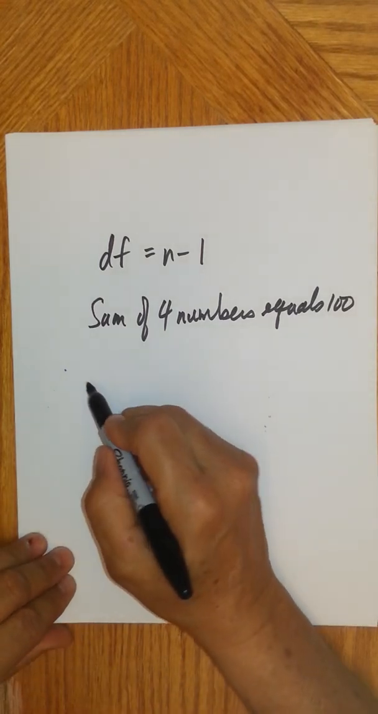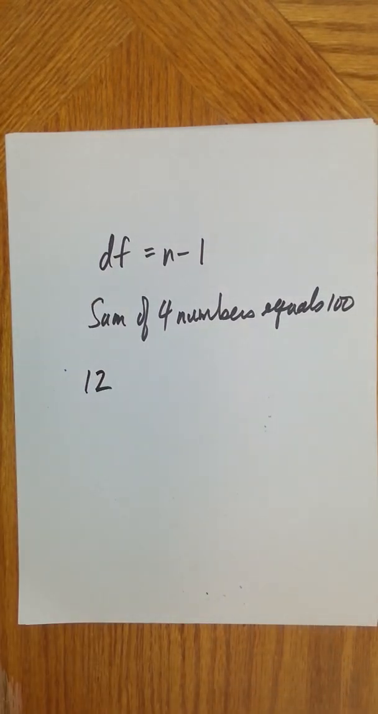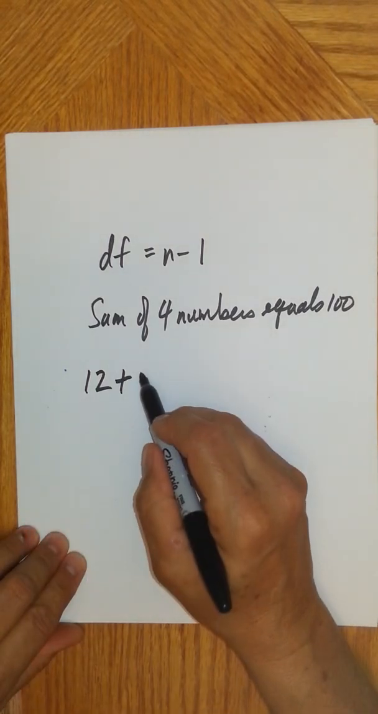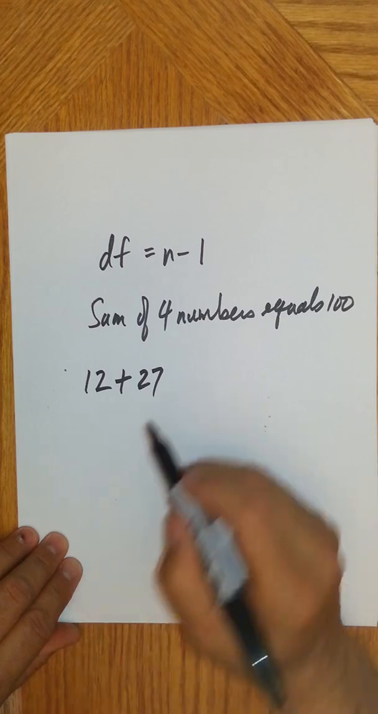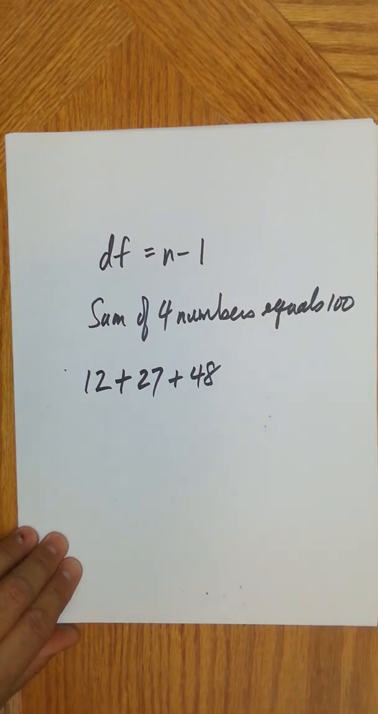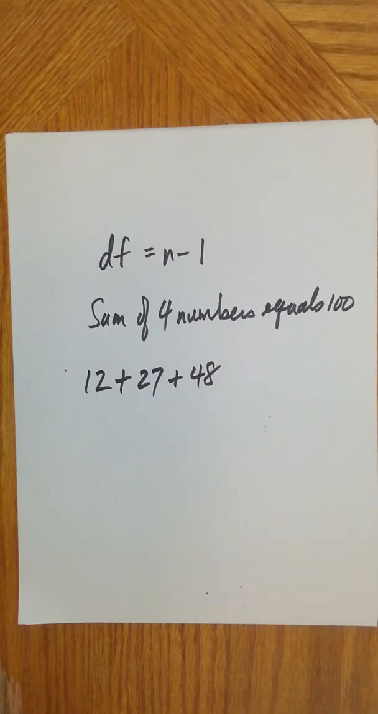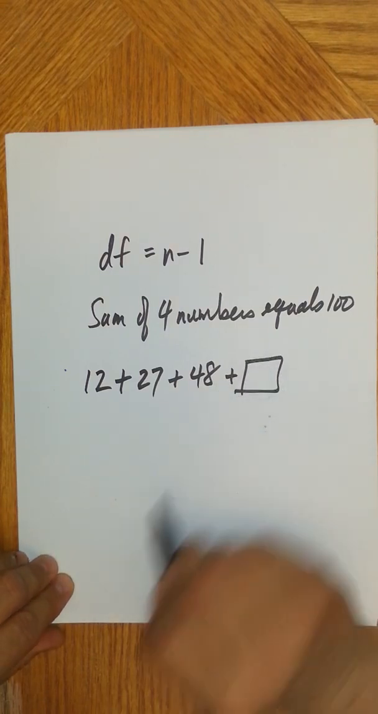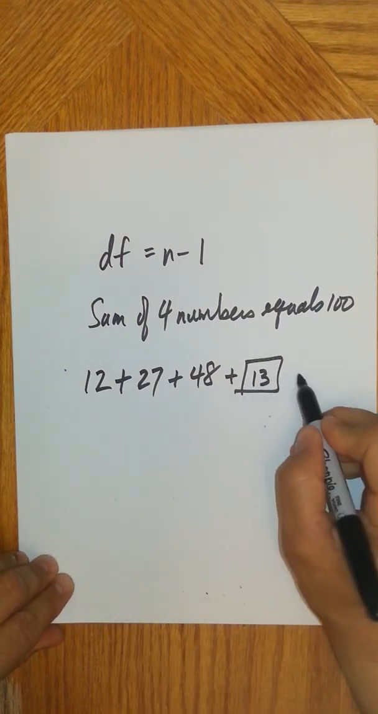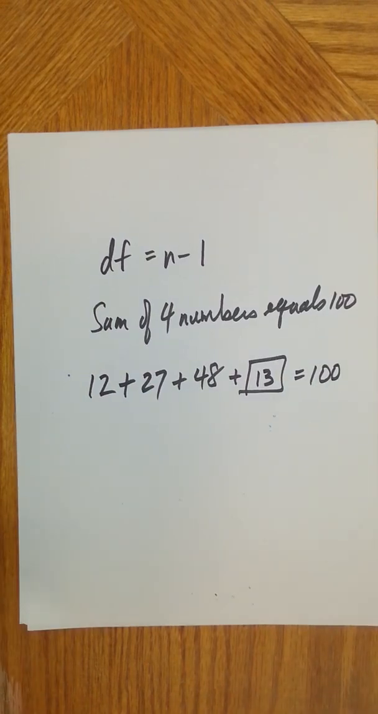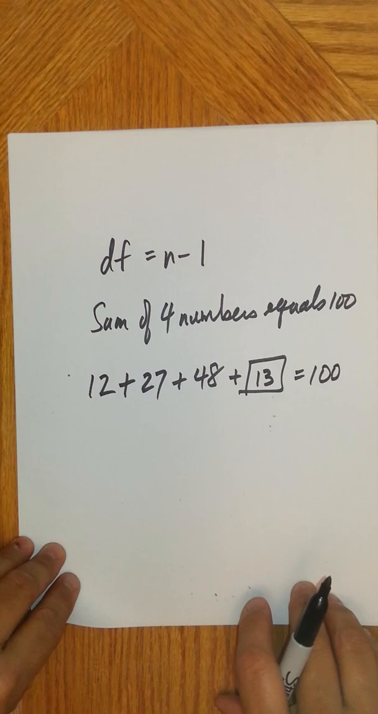Let's say somebody says, here, the first number is 12. Then I ask another person to give me another number under 100 that I can work with, and somebody says 27. Then I ask another person, and somebody says 48. So far, these 3 people, though there were some constraints, had a lot of freedom as to the number they could give me. But this last one has absolutely no freedom; it has to be 13 for the numbers to equal 100. So you can think of that a little bit as what degrees of freedom are.